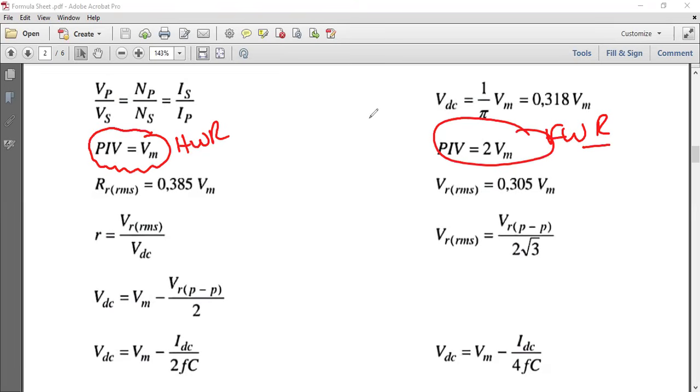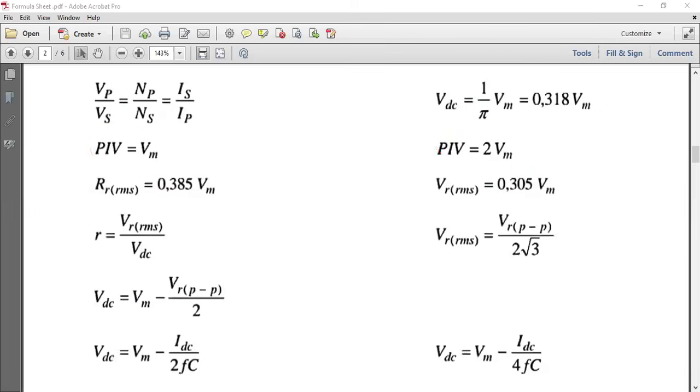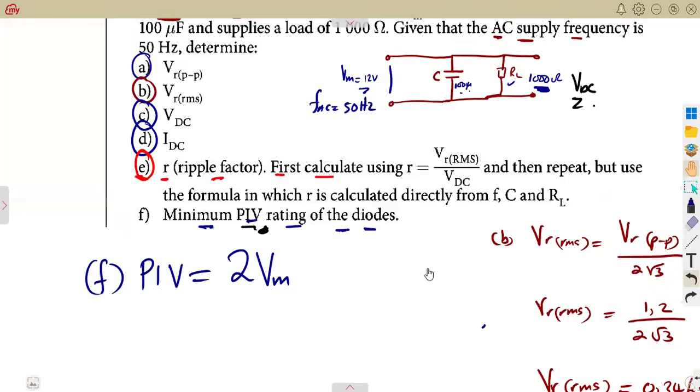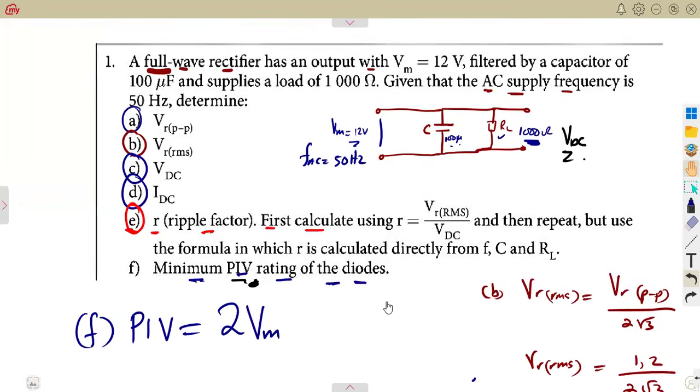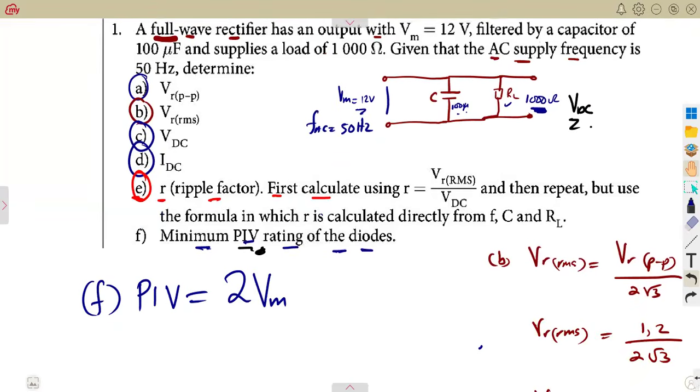Considering that we have a full wave, then you're going to use 2 times the maximum value. When it is a half wave, you just use the maximum value as it is. Remember, we were told before that it is a full wave rectifier, so it's going to multiply by 2. So 2 times Vm, and our Vm is 12, gives us 24 volts.